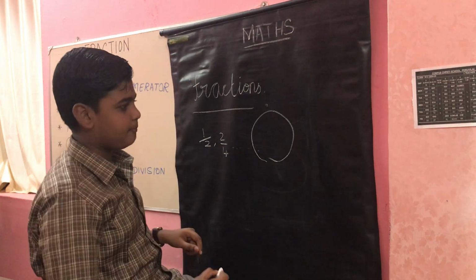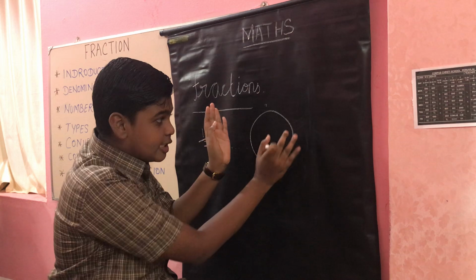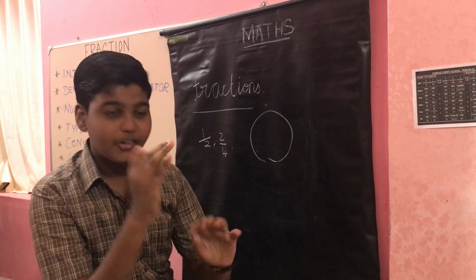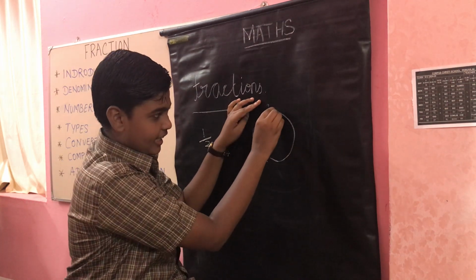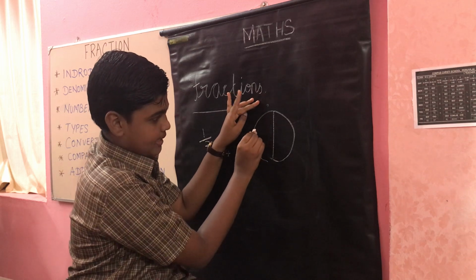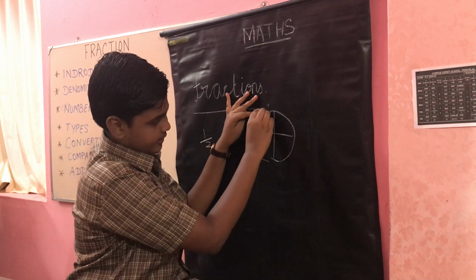Assume that this is a pizza. Okay. Now, will they give this whole pizza to you? No. They will cut it. It will be like this. It will have pieces, like this or like this.